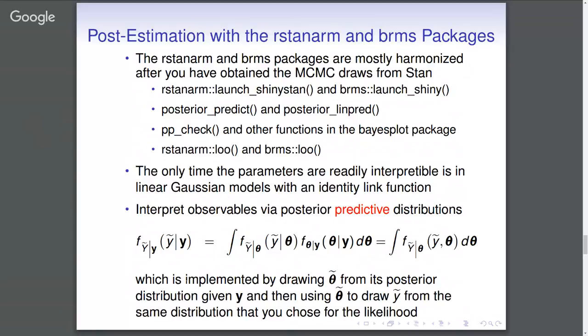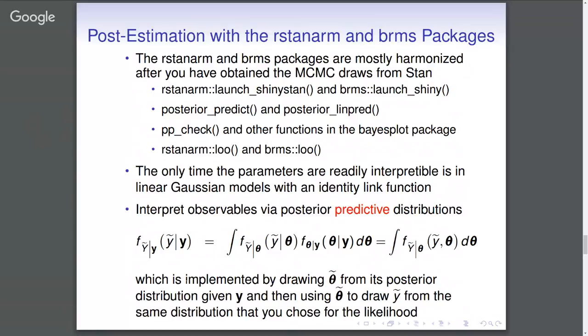You can write it down as an integral that you can't solve, or you can do it in practice by drawing from the posterior distribution of theta given past data, and then using that realization of theta to draw y tilde from the same distribution that you chose for the likelihood when you did your Stan model. That gives you predictions for future data or predictions for the data you already have, whatever.